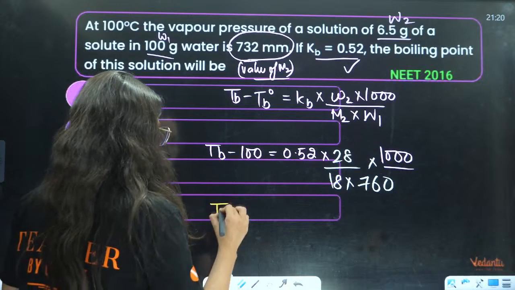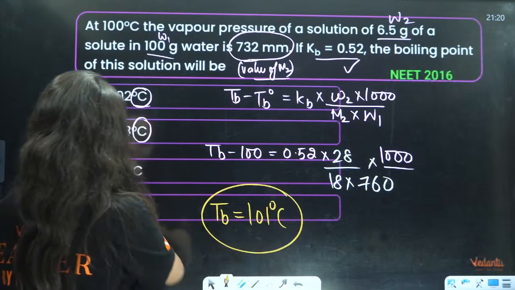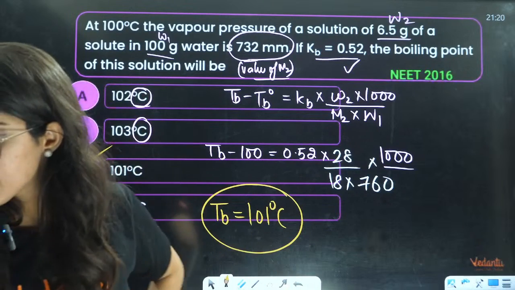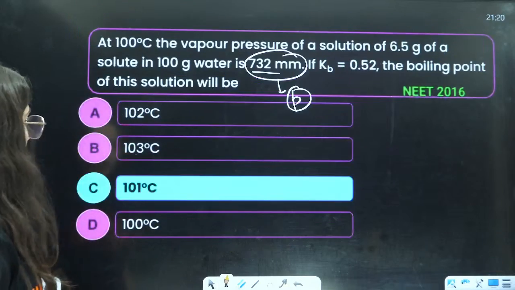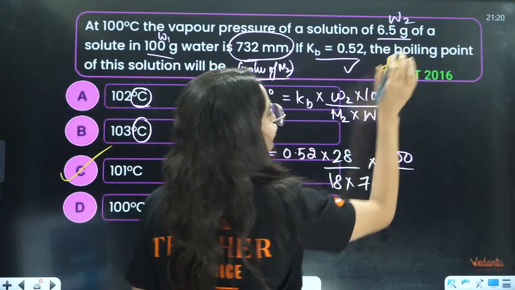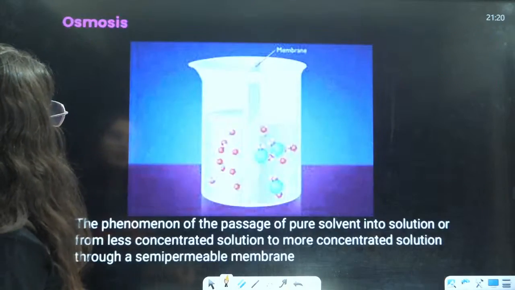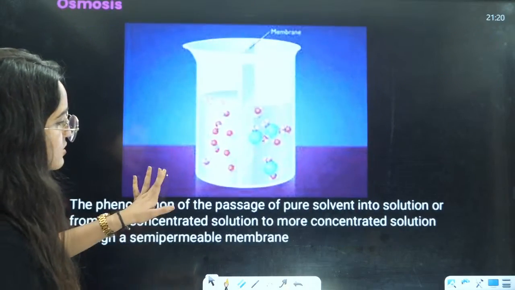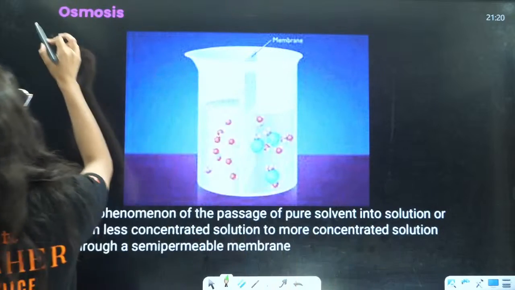And here, Tb will be equal to 101 degrees Celsius, right? So the answer will be C, the correct answer. It's your choice what you want to do, right? But this was an important question because two properties were asked simultaneously. Next question is on the next property, the fourth property, that is osmosis.